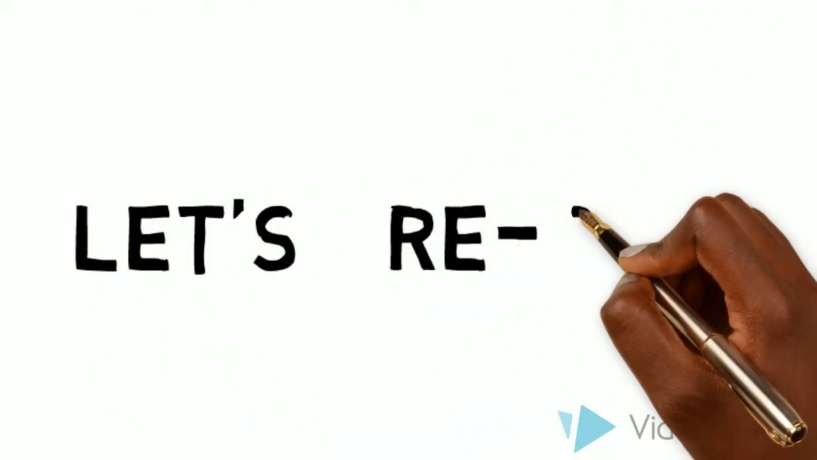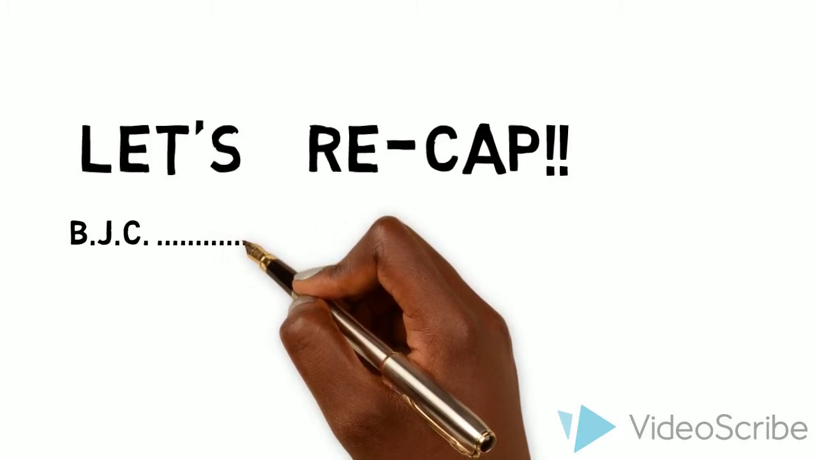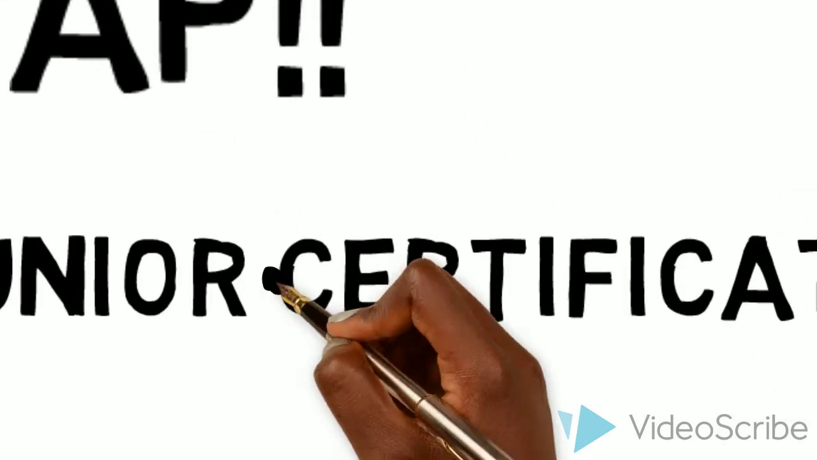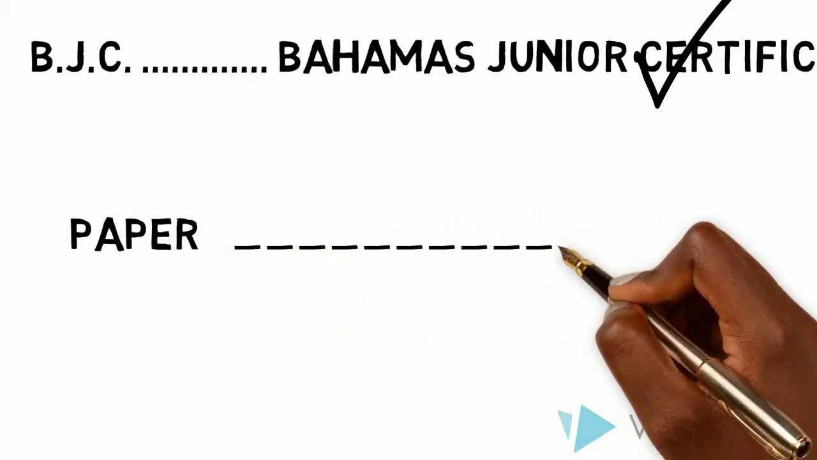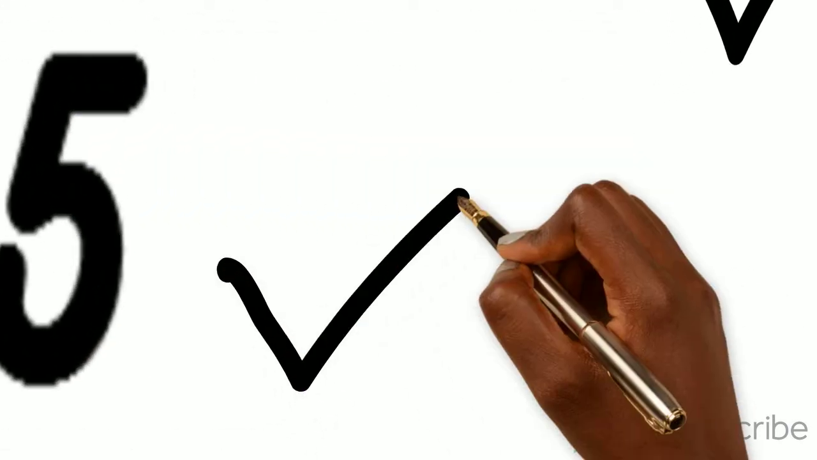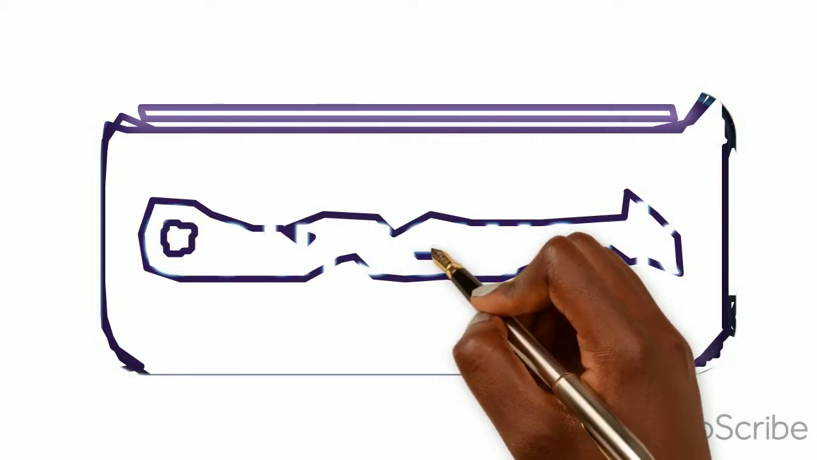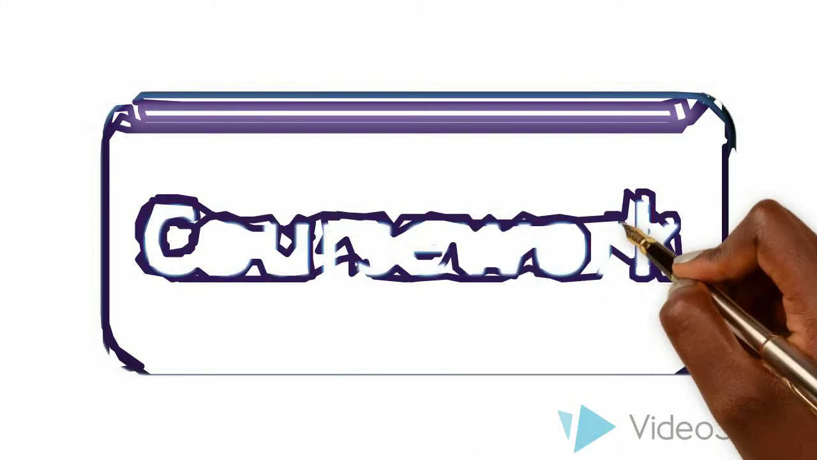Let's recap. Do you remember what BJC stands for? That's right, Bahamas Junior Certificate. Do you recall which paper was the craft paper? Yes, number 5. And which part of paper 5 can be done at home and can use any topic? Correct. It is called coursework.